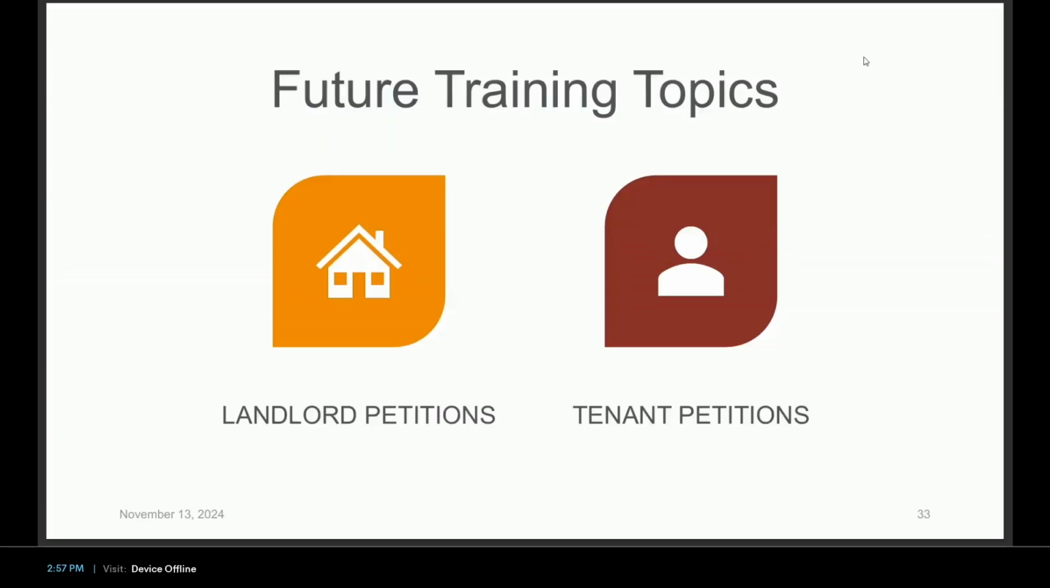Next one. All right, so speaking of what's to come, this was just a high-level overview touching upon petitions and appeals, the process. But we're going to go deeper into the landlord petitions and the tenant petitions in their own modules, because there's so much information for all of you to hear about each of the petition types and what is required for each of them and what your role is when you review them, that they have their own training module.